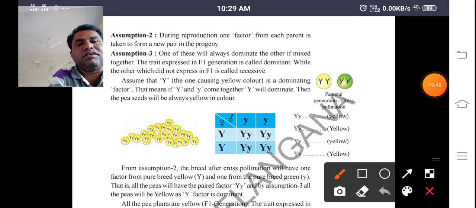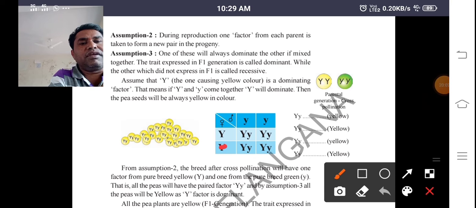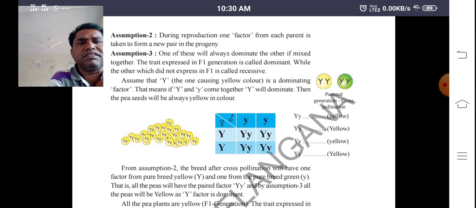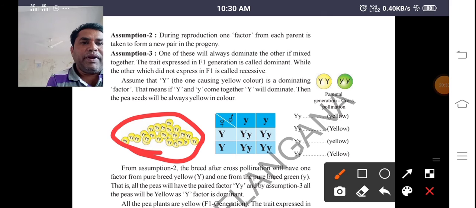Next you have to cross this. Now cross capital Y and small y, we get this one, and capital Y and small y, we get this one. Again we cross, capital Y, small y, we get this one, and capital Y, small y, we get this one. Here all are yellow colored only, because of having the dominant character, capital Y. Because capital Y is in all these alleles, all the F1 generation will be yellow seeded plants. This is the F1 generation.